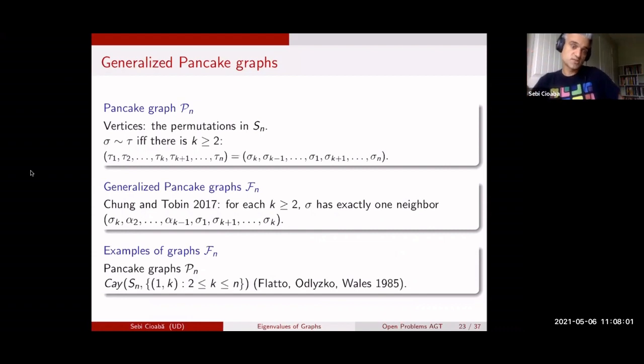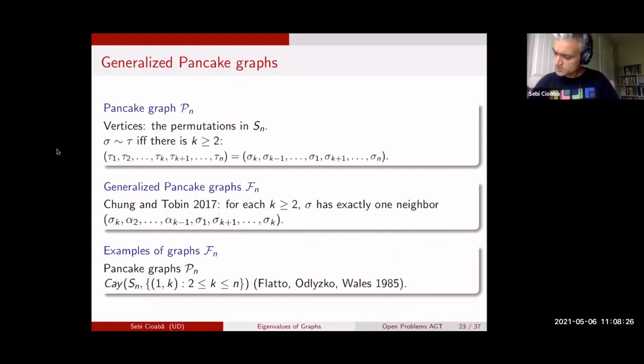This is clearly more general, in these graphs F_n. You can have many families, so it includes the pancake graphs, but it also includes the graph of flat-toed zircon whales, in which you just swap 1 and k and leave everything else the same. But according to this definition by Chang and Tobin, you could have graphs in which you shuffle those entries in other ways.